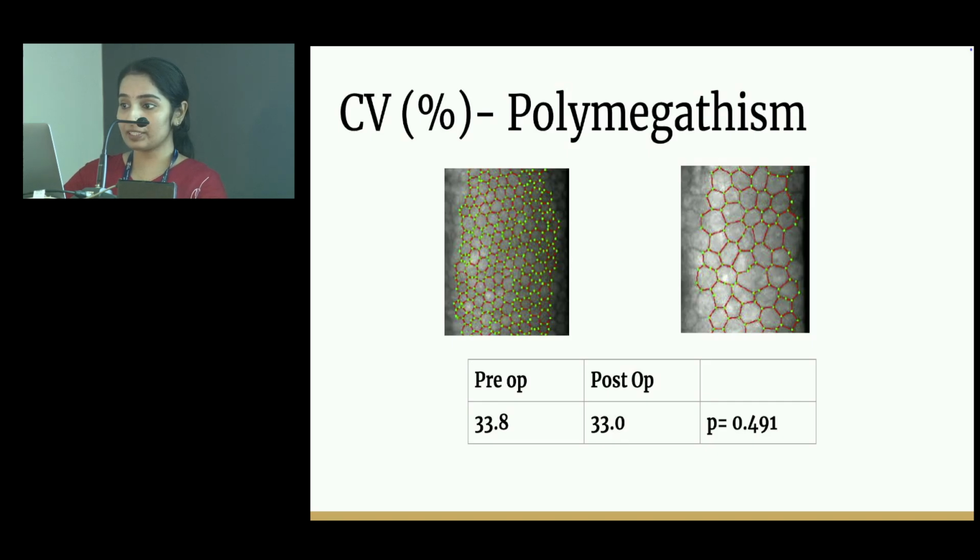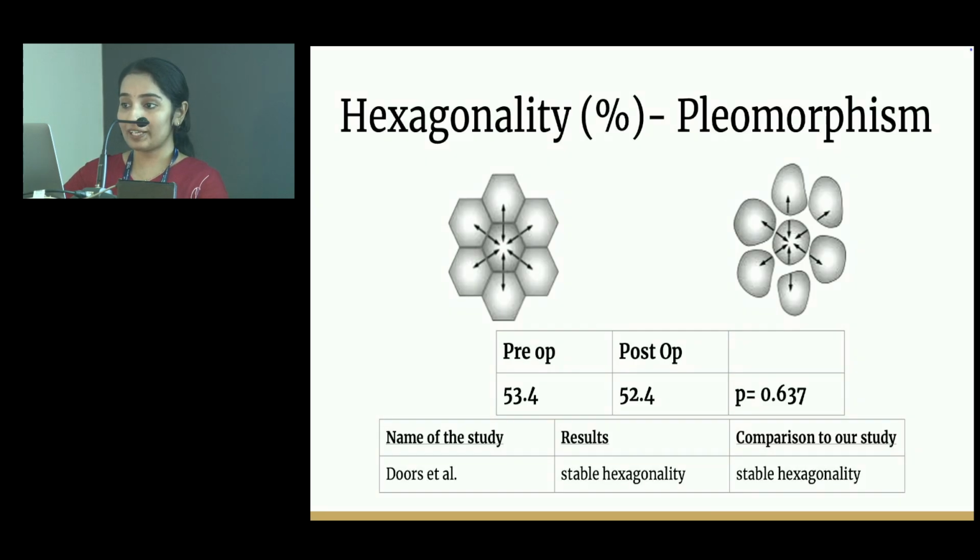Pre-op coefficient of variation was 33.8, improving slightly to 33% post-operatively. Stable CV suggests that surgery did not induce significant polymegathism in the corneal endothelium. Pre-op hexagonality averaged 53.4%, decreasing slightly to 52.4% post-operatively. The difference showed no significance, suggesting that the surgery did not significantly alter the morphology of the endothelial cells. This finding is consistent with Doors et al. study, which reported stable hexagonality values with no significant changes observed even at extended period of time.